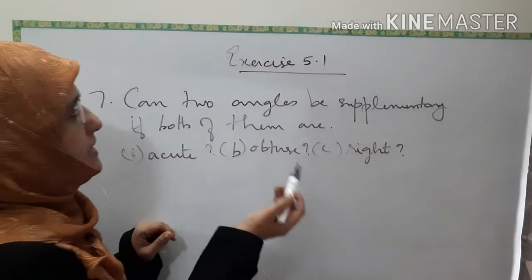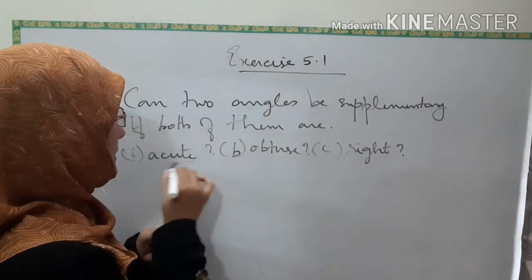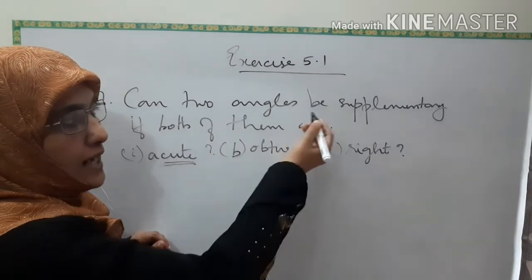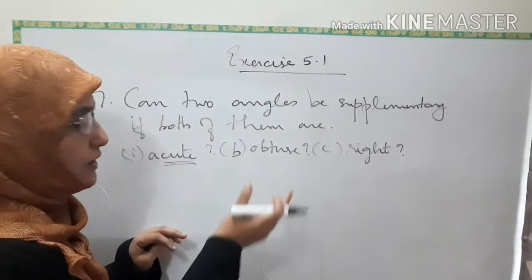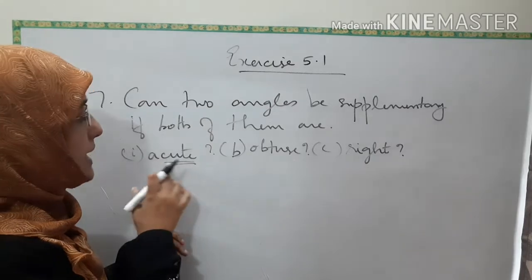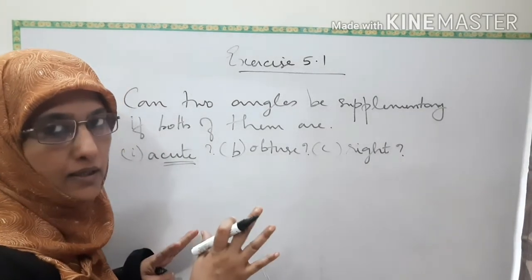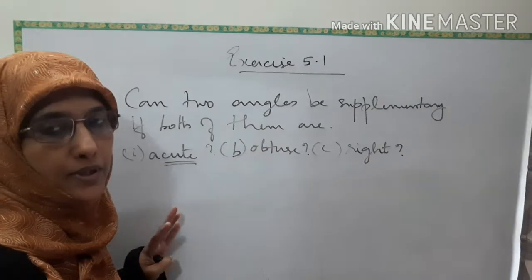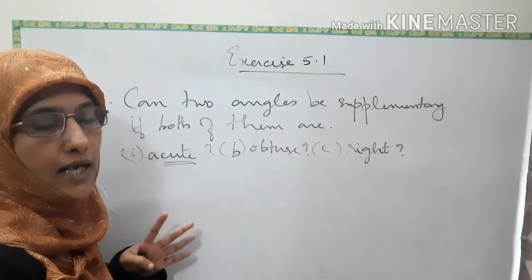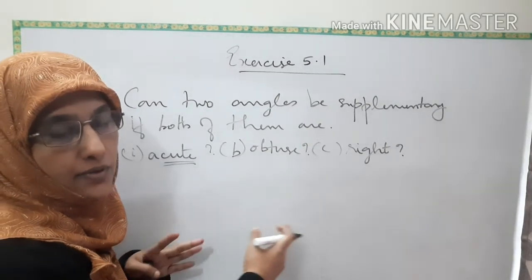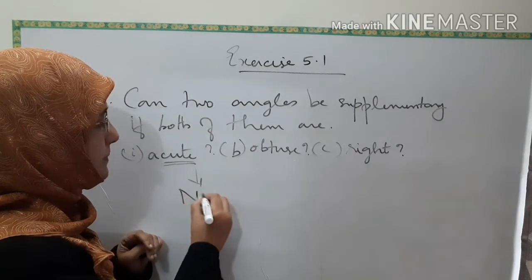See the seventh question. Can two angles be supplementary if both of them are acute angles? Two angles being supplementary means when you add two angles, it should be 180 degrees. So is it possible that if both angles are acute angles, they will be supplementary? Acute angle means it will be less than 90, isn't it? So when you add any two angles less than 90, will you get 180? No. So it is not possible.